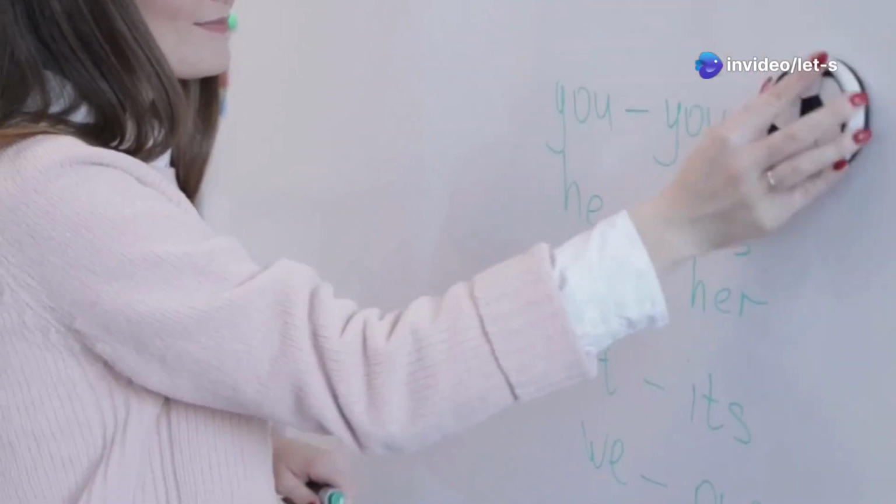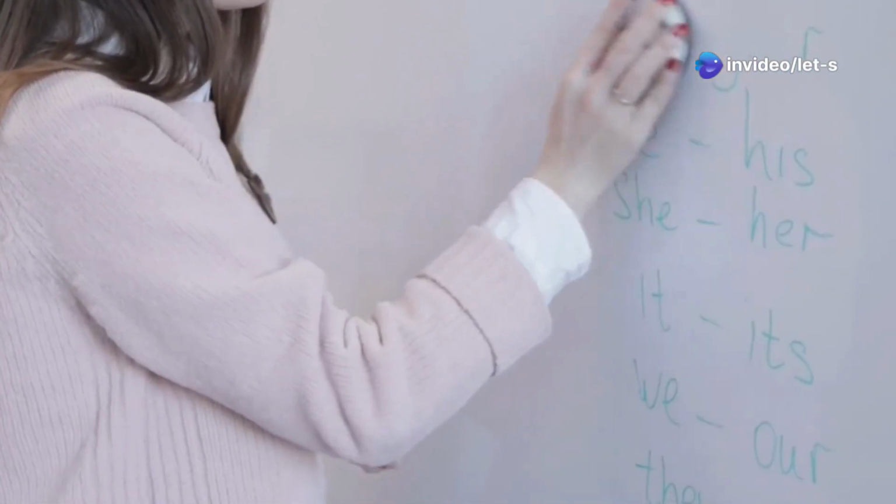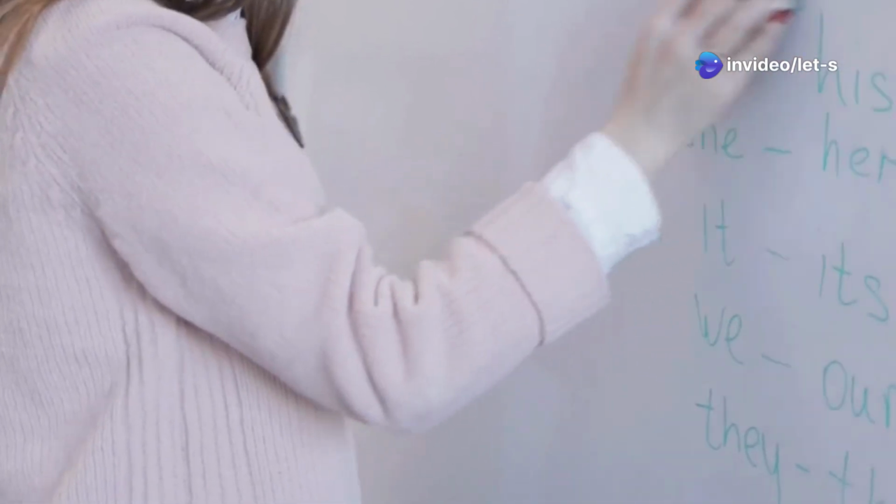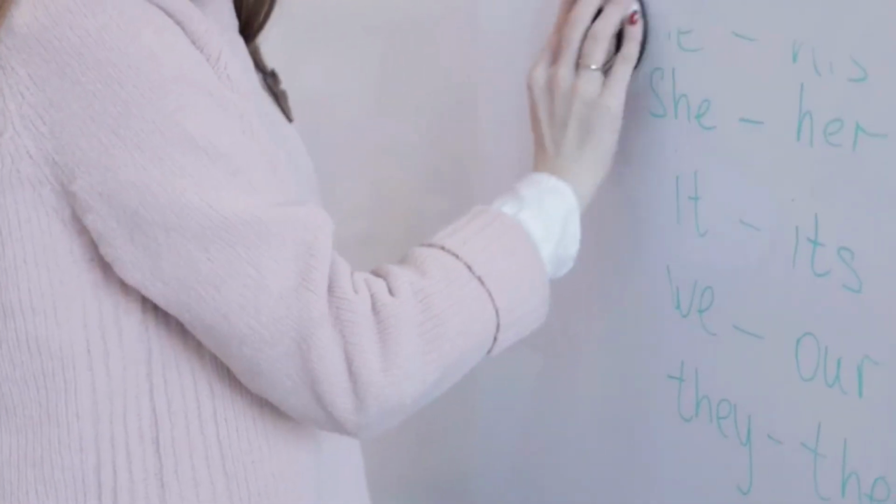Remember that the verb to be changes according to the subject. This is crucial for forming the past continuous tense correctly. The subject-verb agreement must be maintained to ensure the sentence is grammatically correct.